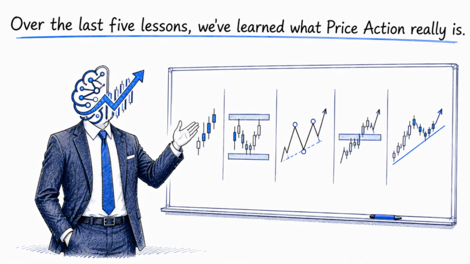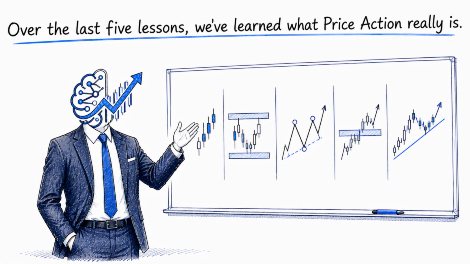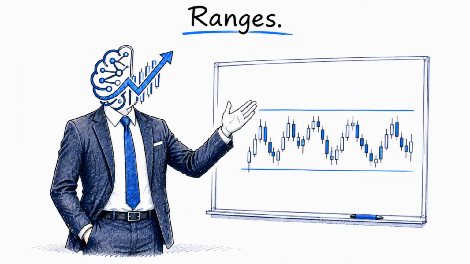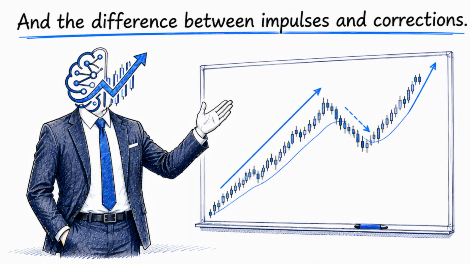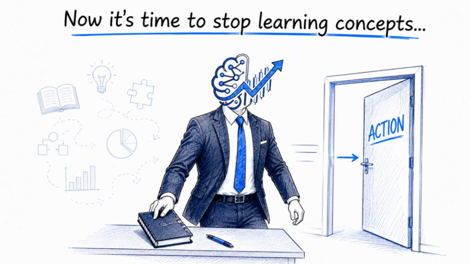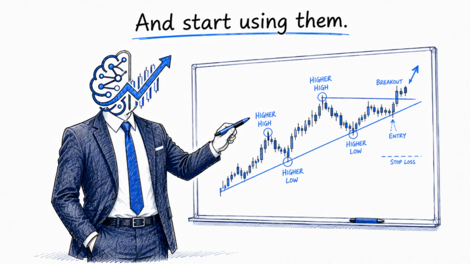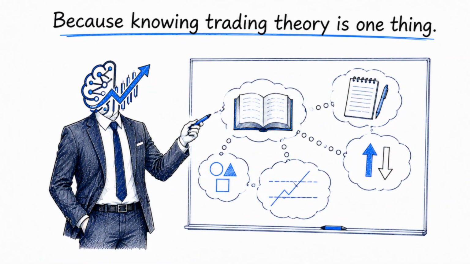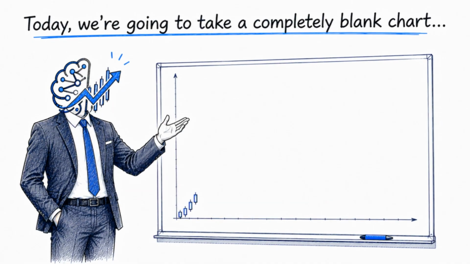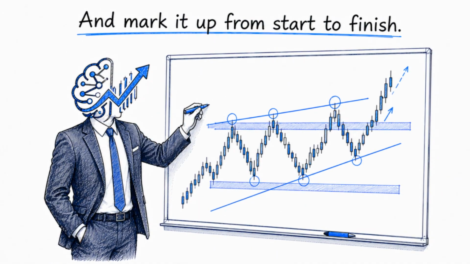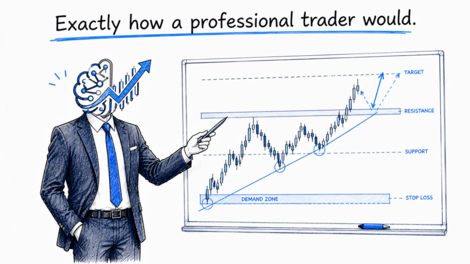Over the last 5 lessons, we've learned what price action really is. We've covered trends, ranges, swing points, support and resistance, and the difference between impulses and corrections. Now it's time to stop learning concepts and start using them. Because knowing trading theory is one thing, actually reading a chart is another. Today, we're going to take a completely blank chart and mark it up from start to finish. Exactly how a professional trader would.